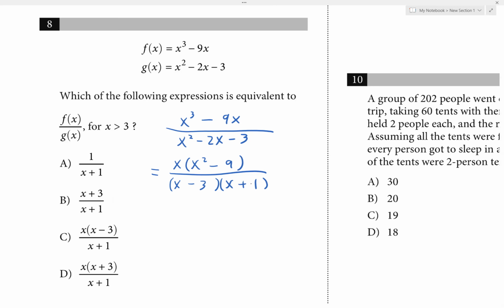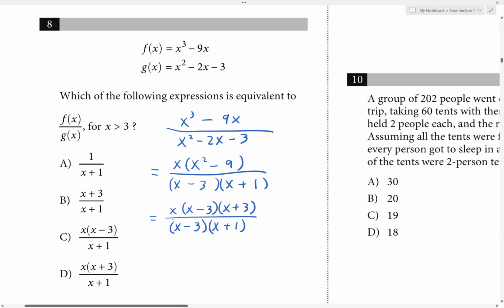And then we have to recognize that on the top, the x squared minus 9, we can actually factor it one more step. This is called the difference of squares, because x squared is a perfect square and 9 is a perfect square, and they're subtracting each other. So we can factor that as x times x minus 3 times x plus 3. Okay, so x squared minus 9 factors as x minus 3 times x plus 3. All right, and then on the bottom, we still have x minus 3 times x plus 1.